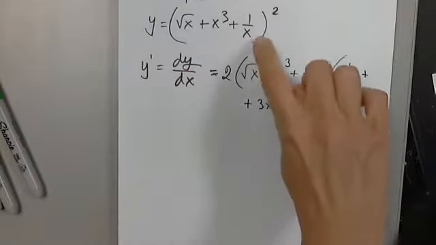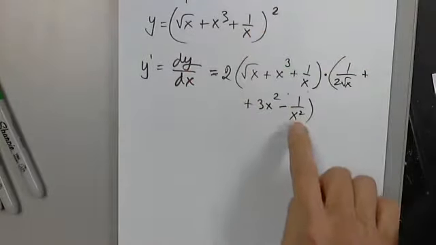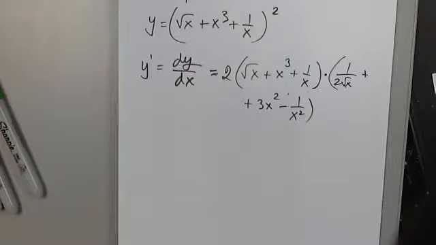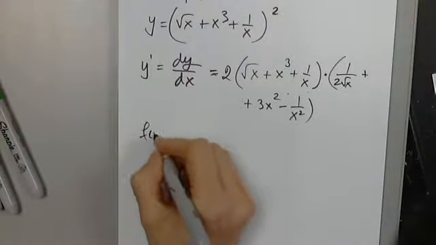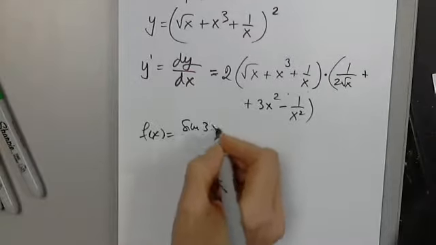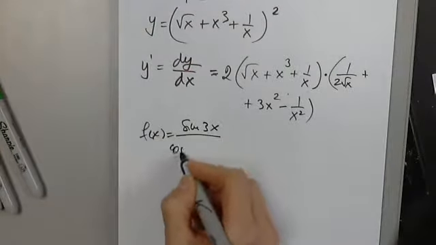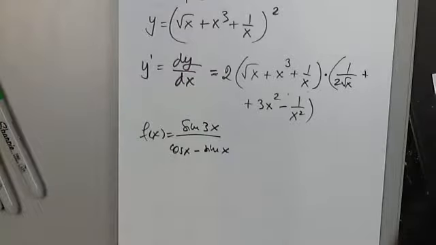Very good. Remember to commit to memory, 1 over x prime is negative 1 over x squared. Very important. Very good. Any questions here? Is this okay? Is that a yes? Is that a no? Yes. Perfect. Okay, so now we want f of x, which is sine 3x, everything divided by cosine x minus sine x. So we want to differentiate this.